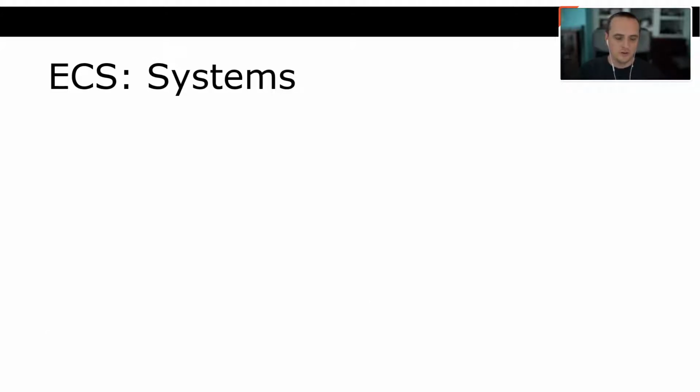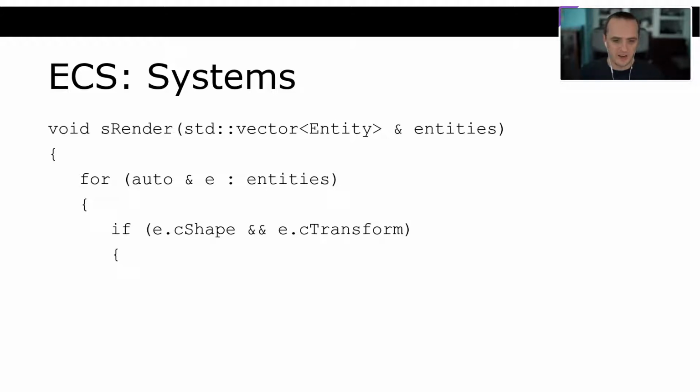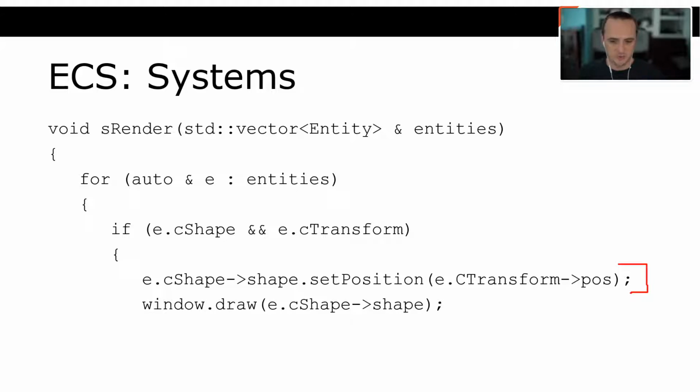So now, in the rendering system, what will the rendering system look like? Well, if it gets passed in some sort of entities, again, we're just going to loop over all of those entities. And we're going to say if the entity has a shape component and if it has a transform component, set the position of the shape equal to the position of the transform, and then draw it. And that's it. So that will be our rendering system.